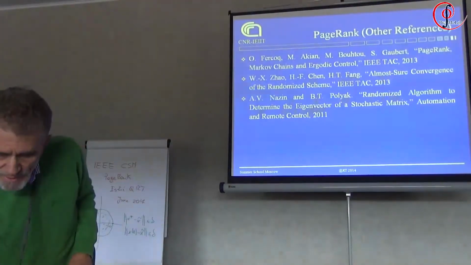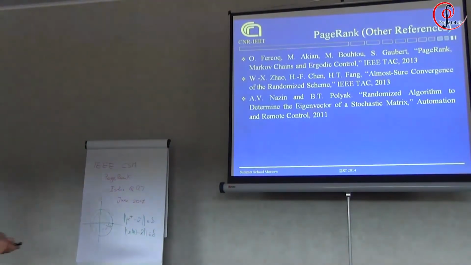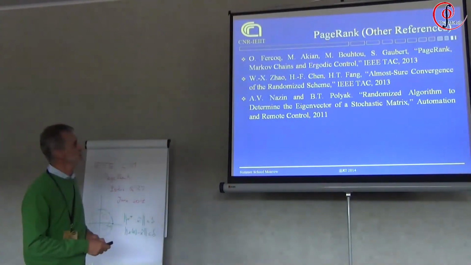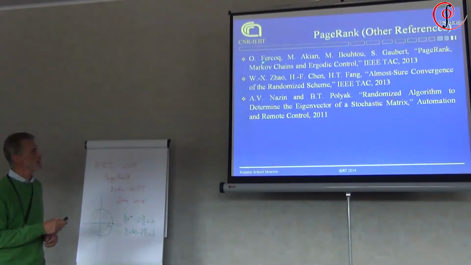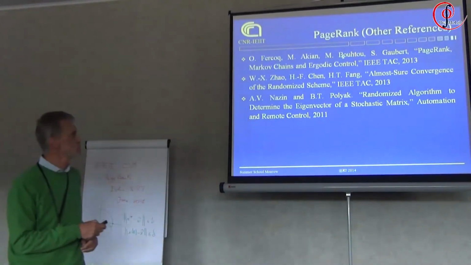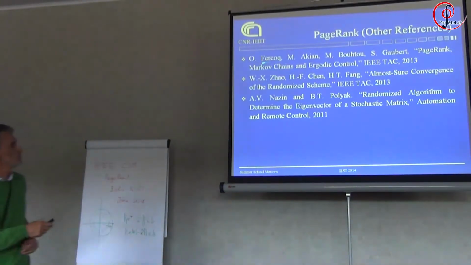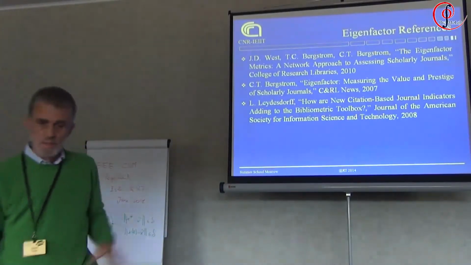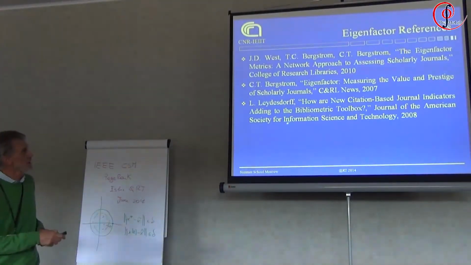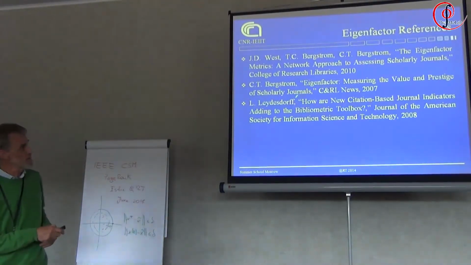There are papers by other people, including Boris, on a randomized algorithm to determine the eigenvector of stochastic matrices, in Automation and Remote Control. This is the paper by Han-Fu Chen and colleagues from the Chinese Academy of Sciences. There is an interesting paper also by Fer-Koch related to Markov chains, ergodic control, and PageRank. I was actually on the PhD committee of Fer-Koch. It was a very interesting thesis, I think. In terms of eigenfactor references, this is the thesis by West, and then there are a couple of papers by Bernstein on this.